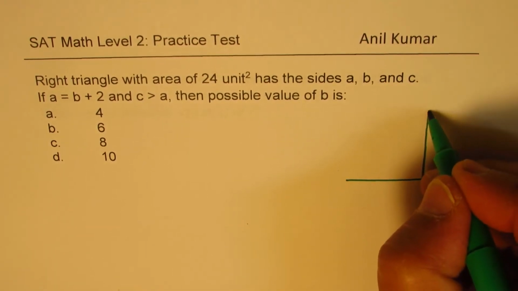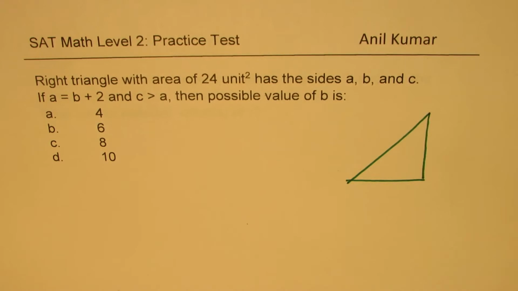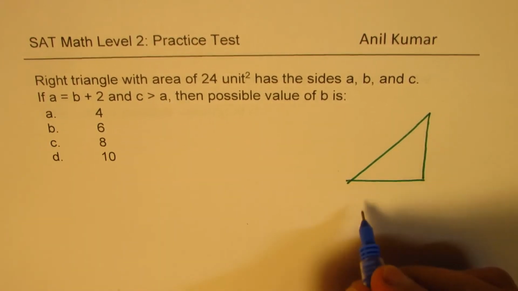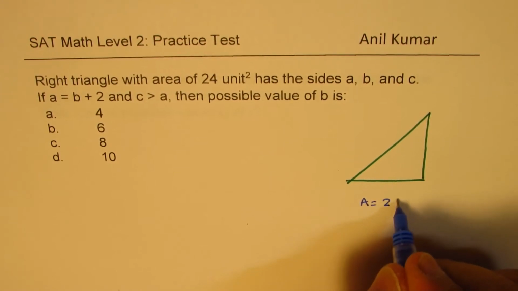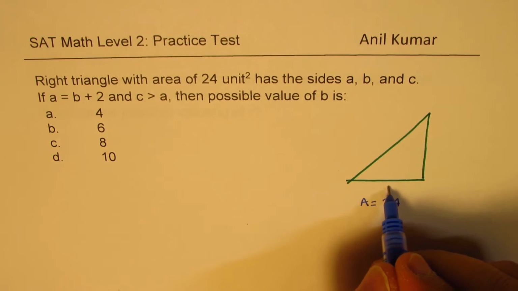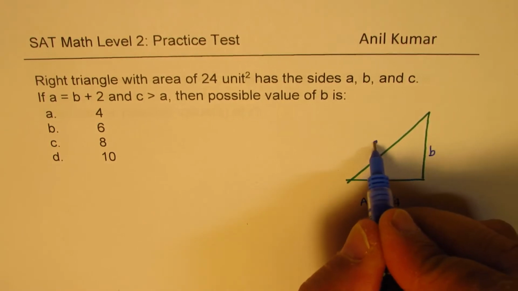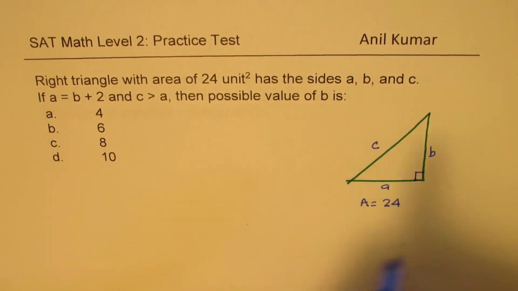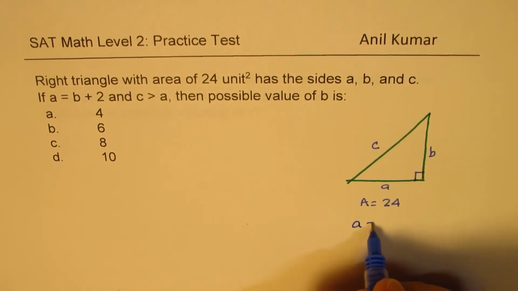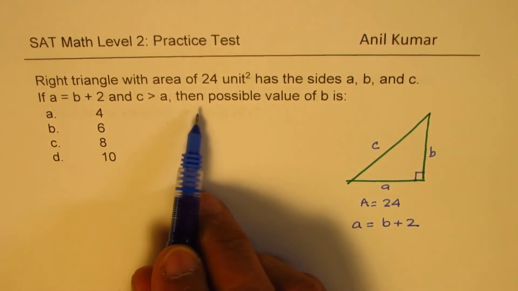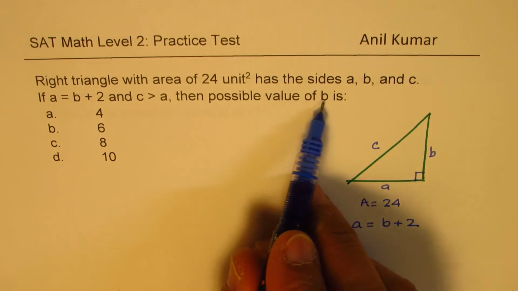Normally a sketch will also be given to you, right? So in the test paper like this, we have a right triangle. The area of this right triangle is given to us as 24. And the sides are A, B, and C. So we have these sides A, B, and C. C is the longest side, so that is the hypotenuse for us. We are also given that A equals to B plus 2, right? And we are given the area is 24. Then the possible value of B is what?